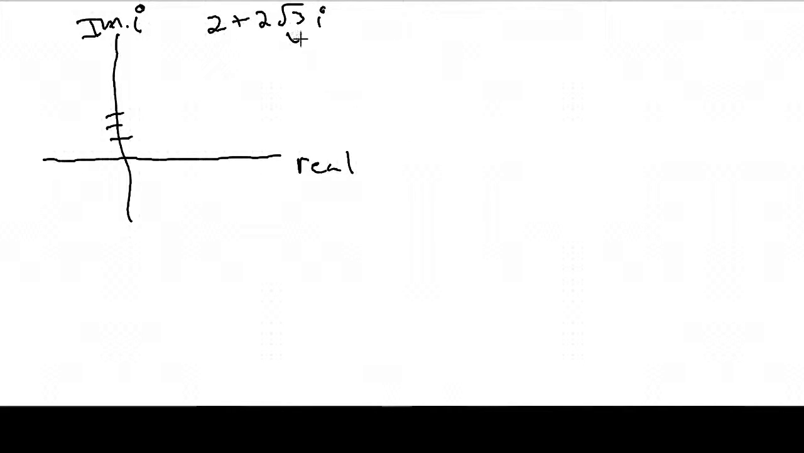So this is the y part, and that's the x part. Okay. So if I want to plot what's called r, I just plot those coordinates. So here's another way of writing it. It would be like 2 comma 2 root 3.